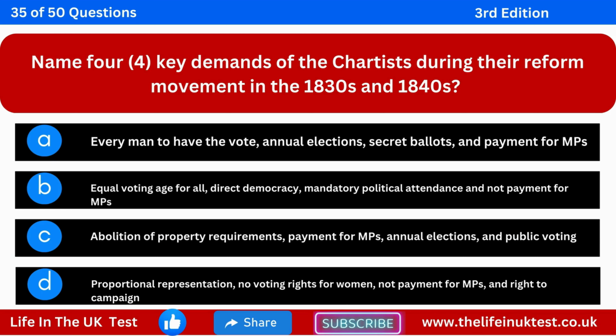Name 4 key demands of the Chartists during their reform movement in the 1830s and 1840s. Option A, every man to have the vote, annual elections, secret ballots, and payment for MPs. Option B, equal voting age for all, direct democracy, mandatory political attendance, and not payment for MPs. Option C, abolition of property requirements, payment for MPs, annual elections, and public voting. Option D, proportional representation, no voting rights for women, not payment for MPs, and right to campaign.